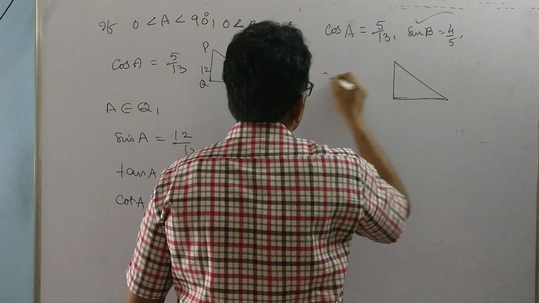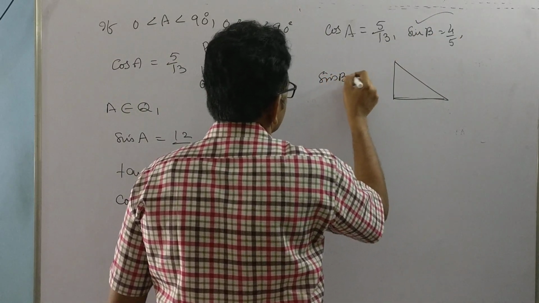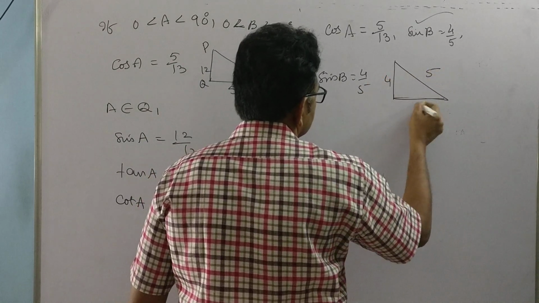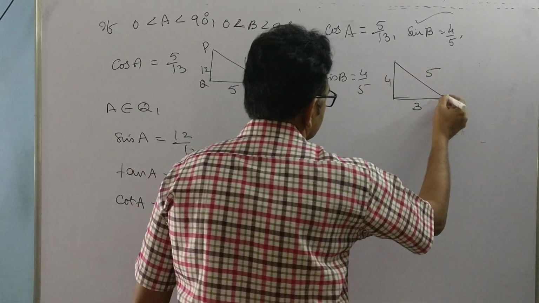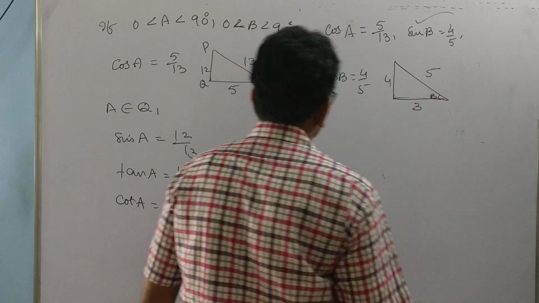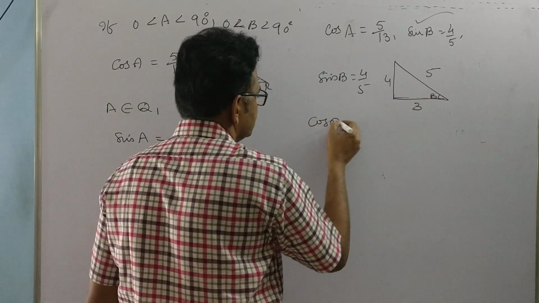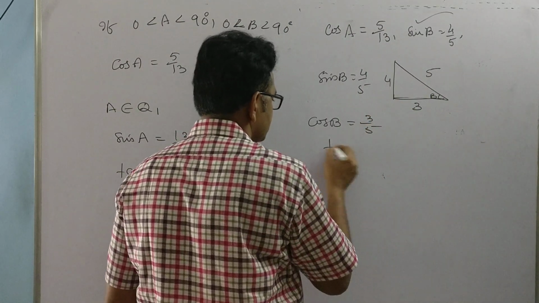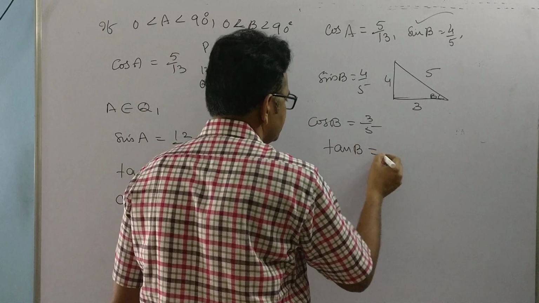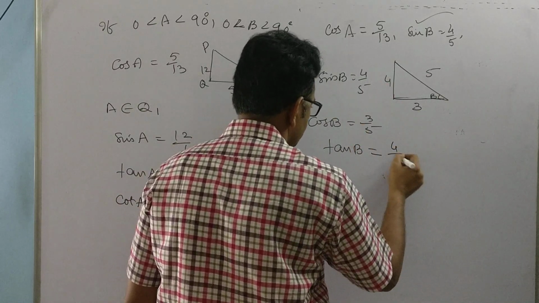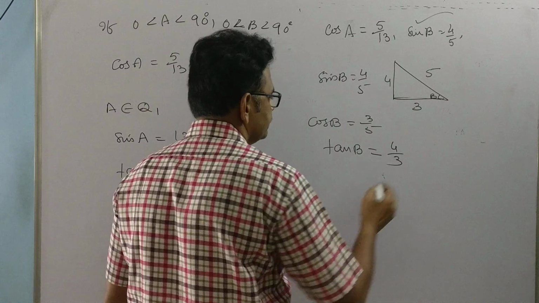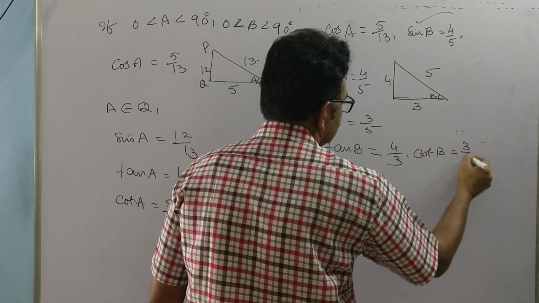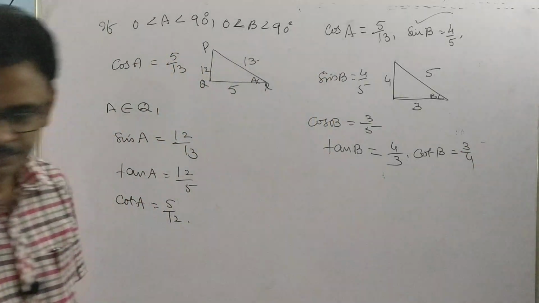This, I will take this one. Sin B is equal to 4 by 5. Means this is 4, this is 5, this is 3. Okay, their angle is B. Therefore, what is cos B equal to? Cos B equal to 3 by 5. And what about tan B? Tan B equal to 4 by 3. And what about cot B equal to? Cot B is 3 by 4. You have all the values.